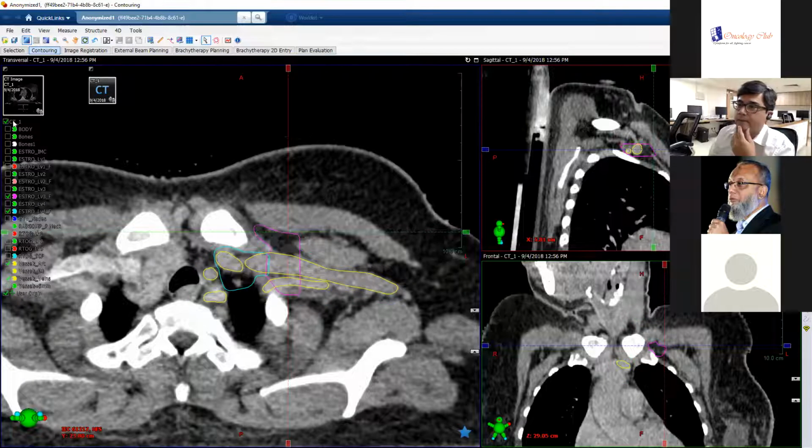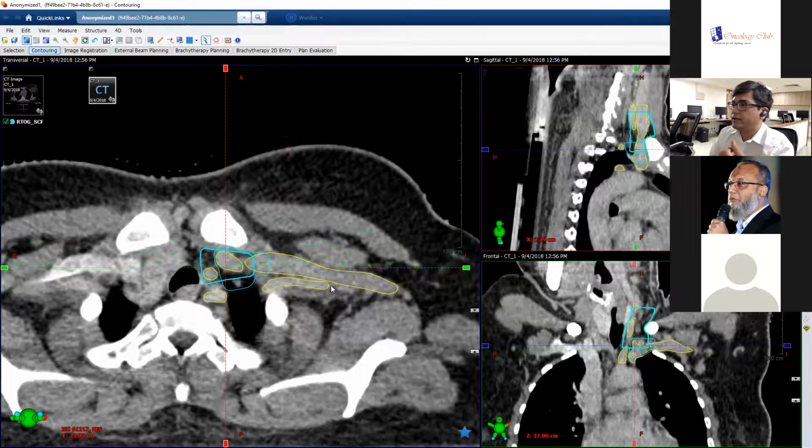And now, at this point, I'll just take a break. Take a break in the sense that I will not continue on with the ESTRO guidelines. I'll show you how the RTOG level 4 guidelines are different compared to the ESTRO SCF guidelines.